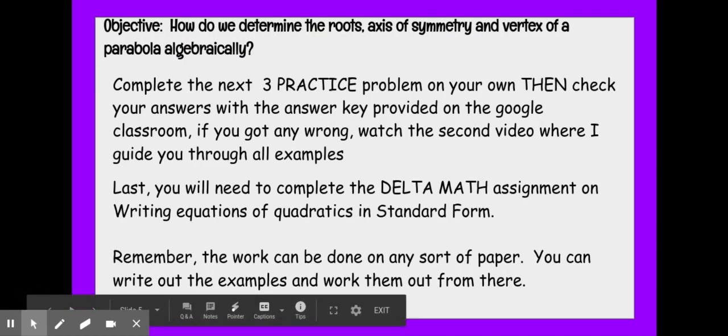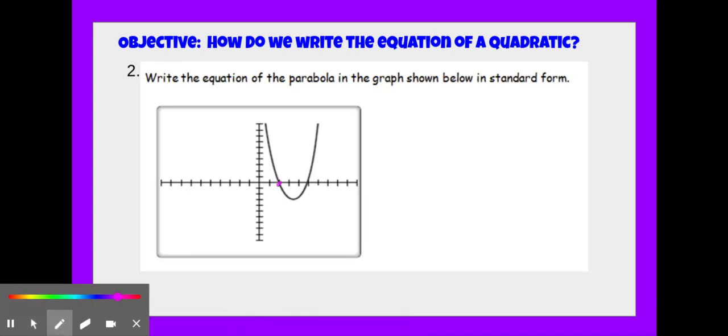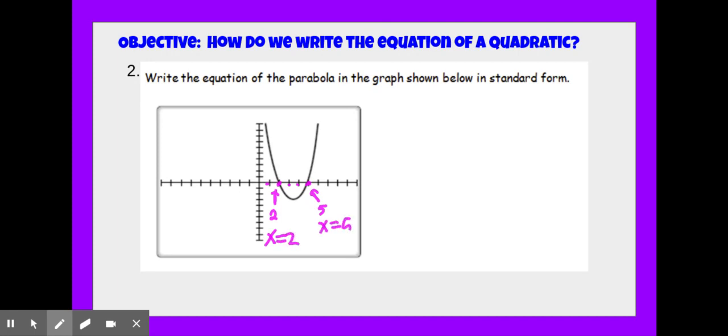So what we're going to do is highlight our roots, which are here and here. We're going to label them. What number does it cross at? This is 2. This is 1, 2, 3, 4, 5. So what that means is x equals 2 and x equals 5. So those are our solutions.